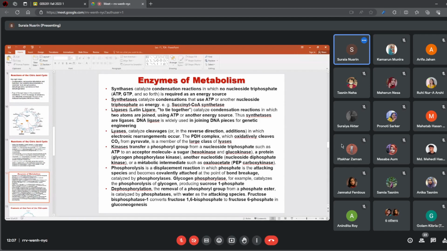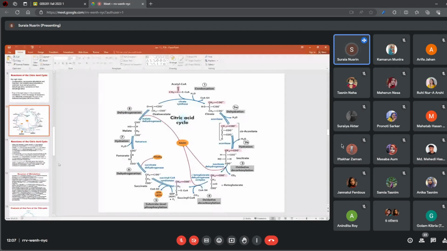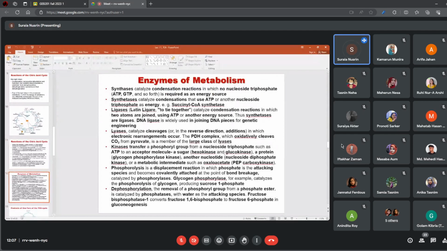That is the citrate synthase. So these enzymes actually do the condensation reaction. That means they condense or combine two molecules to give rise to a single one. And these enzymes don't need energy, such as in the form of ATP or GTP, which we call nucleoside triphosphate, but they can do the reaction by themselves.